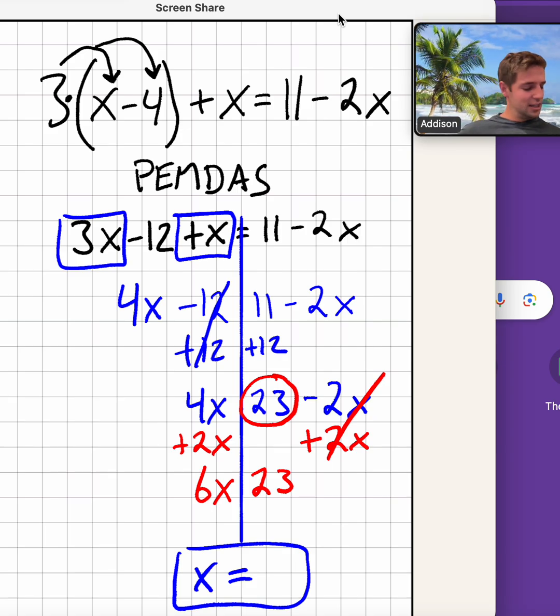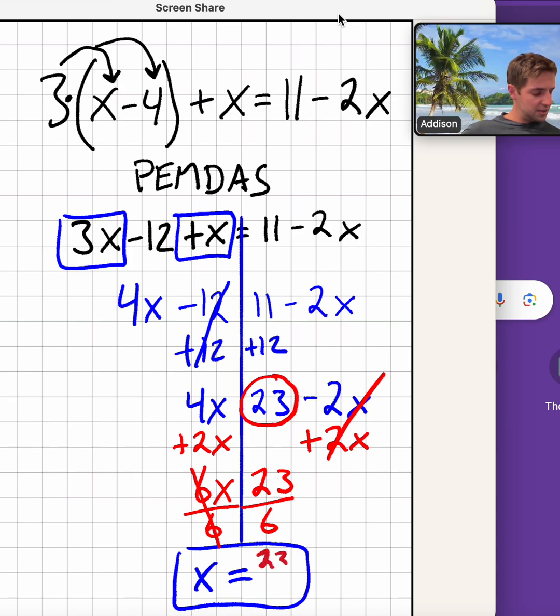So now in order to eliminate times x, remember if there's no sign, no operator between a number and a letter, then multiplication is implied. So we have 6 times x here. So I'm going to do the opposite of multiplication, which is division, in order to cancel out that times 6. And I'm left with x is equal to 23 over 6.